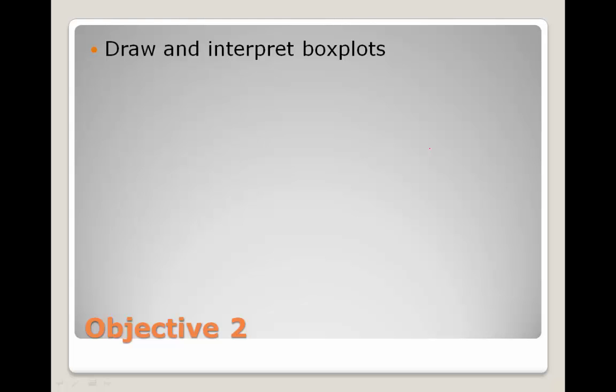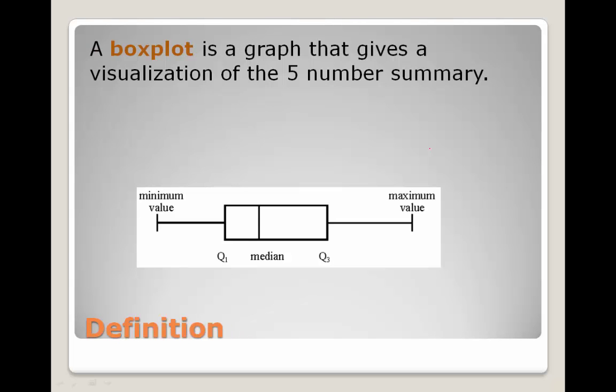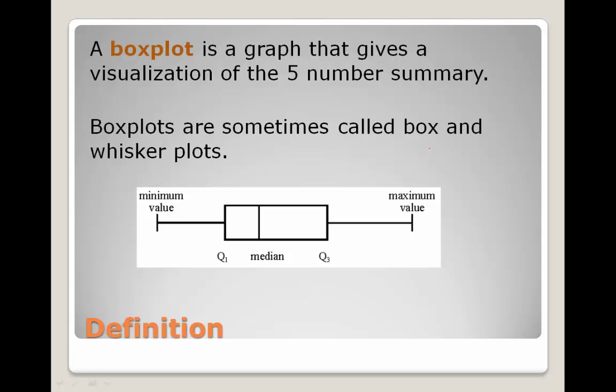Now we want to draw and interpret box plots. A box plot is a graph that gives a visualization of that 5-number summary that consists of your minimum value, your first quartile value, your median, your third quartile value, and your maximum value. Box plots are sometimes called box and whisker plots because of these lines that extend out to your minimum and maximum values that make it look like it has whiskers.